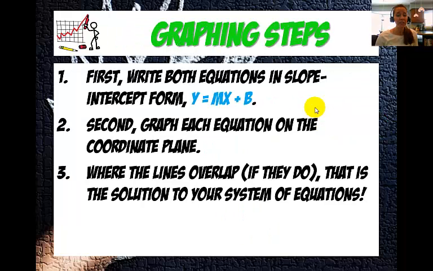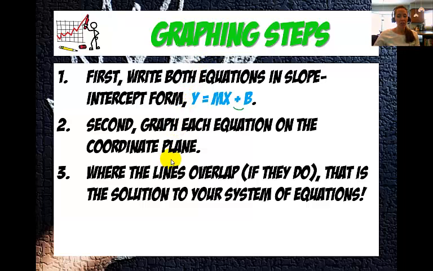All right, so your graphing steps. First, write down both equations in slope-intercept form with your y all alone, then your equal sign, your number of x's, and then your plain numbers. If your plain numbers are negative, this is going to be a minus sign. Remember, your y should not be negative. It needs to be positive.